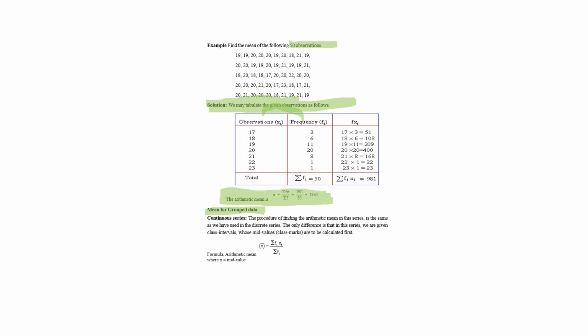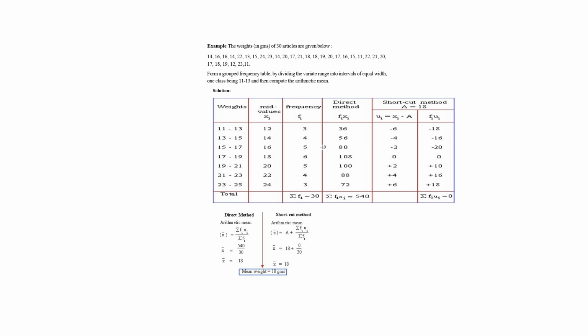This was the ungrouped one. Now, continuous series. The procedure of finding the arithmetic mean in the series is the same as we have discussed earlier. The only difference is that we are given class intervals whose mid values are to be calculated. So the weights of 30 articles are given. It is grouped data: 11 to 13, 13 to 15, 15 to 17, 17 to 19, 19 to 21, 21 to 23, 23 to 25.